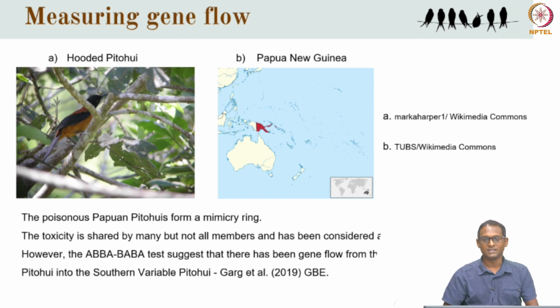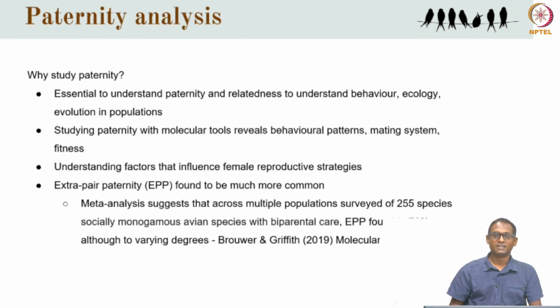So these researchers, Kritika Garg et al., did a very interesting test which suggests that there is gene flow from the hooded pitohui into the southern variable pitohui. So essentially, you can use it to look for some kind of gene flow which can then answer questions about other ecological and evolutionary ideas. In this case, it was about the toxicity. All right, so that was a lot about gene flow.